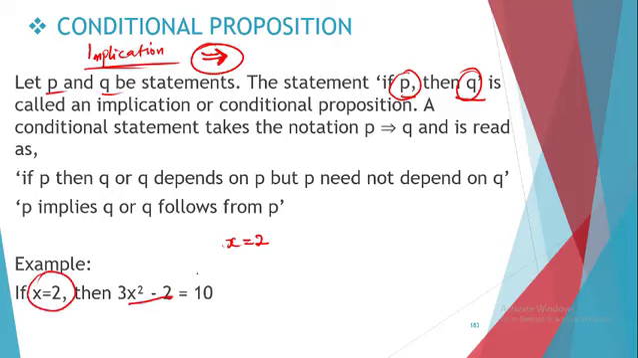2. Do we understand? So if we have x equal to 2, we then have 3 times 2 squared minus 2. 2 squared will give us what? 4. 4 times 3 is what? 12. Minus 2, we have what? 10. So we see that the equation is 10, which is true if x is equal to 2.